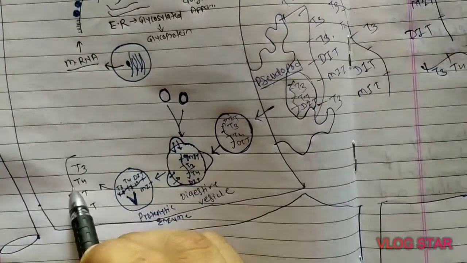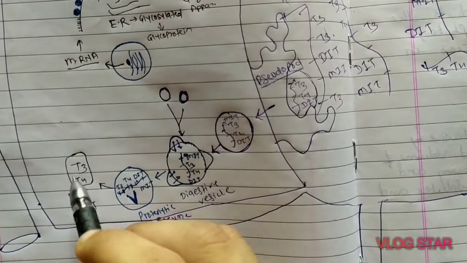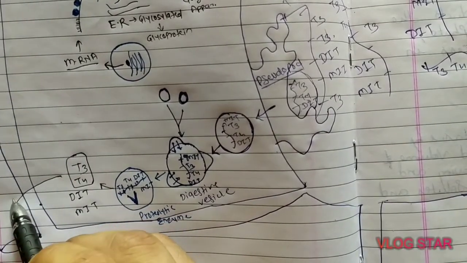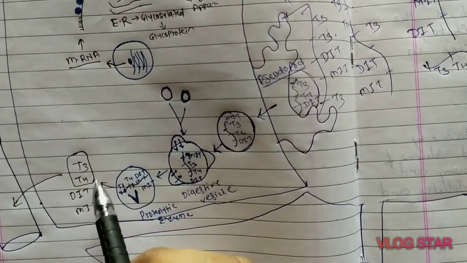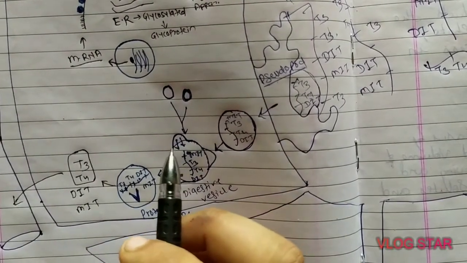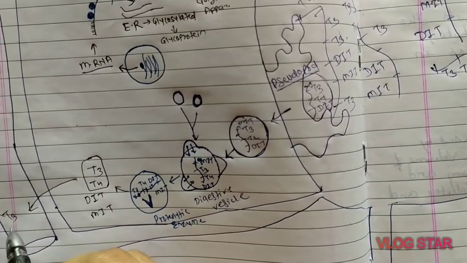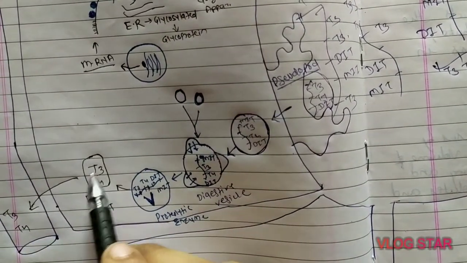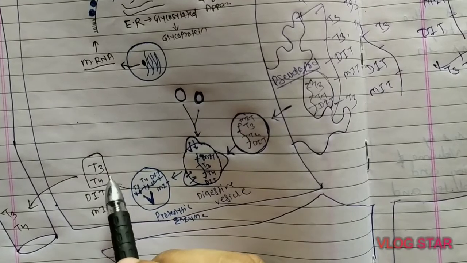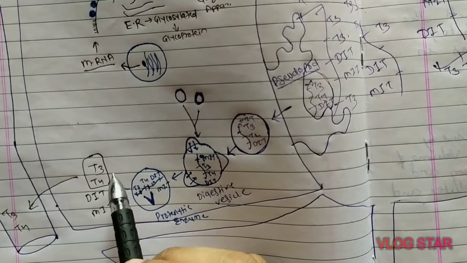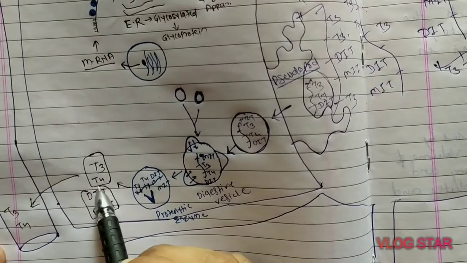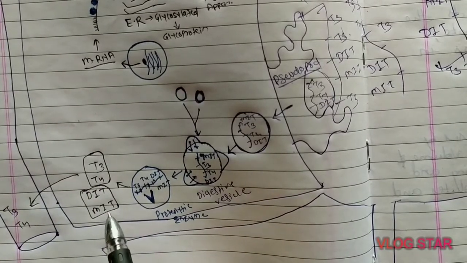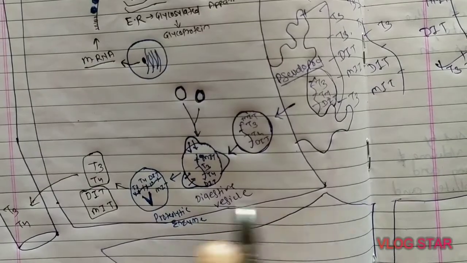Out of which T3 and T4 have to be secreted into the blood vessel. So T3 and T4 go and directly enter into the circulation. So these hormones, T3 and T4, directly enter into the circulation. The problem is with diiodotyrosine and monoiodotyrosine. So what happens next with the diiodotyrosine and monoiodotyrosine?